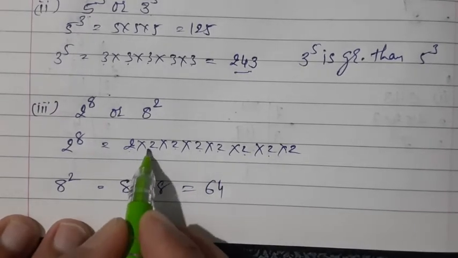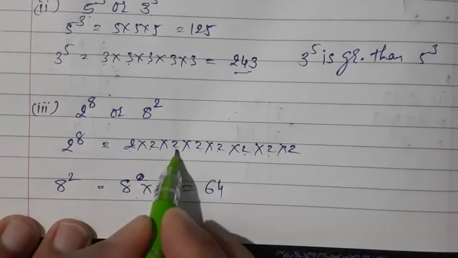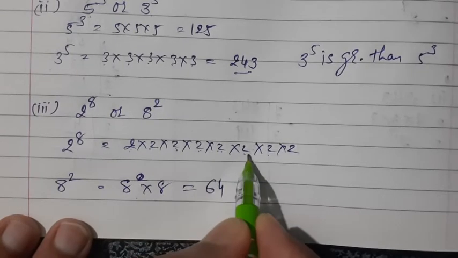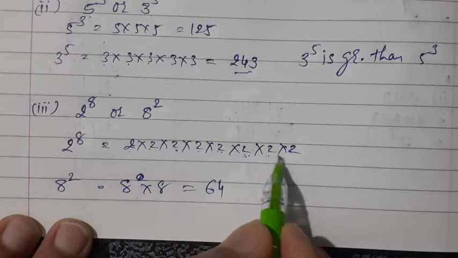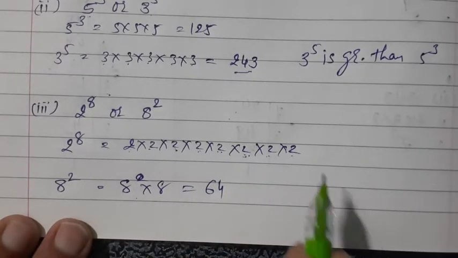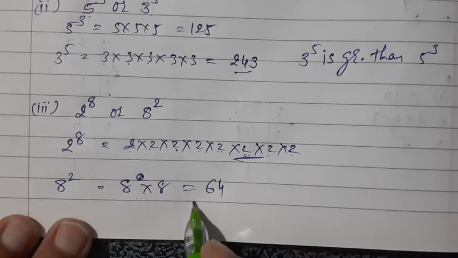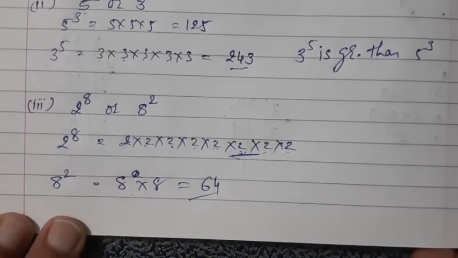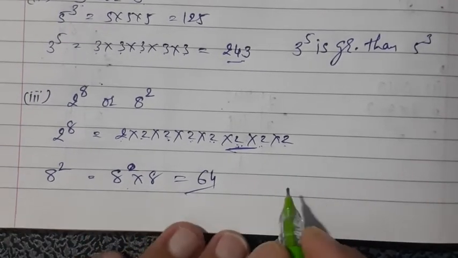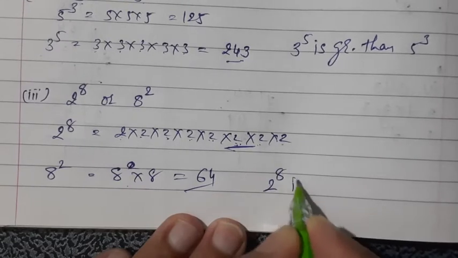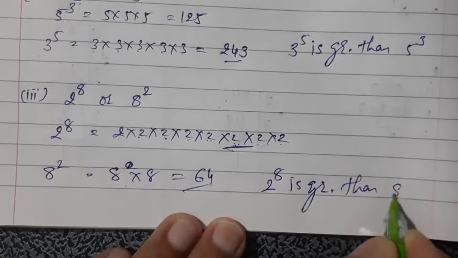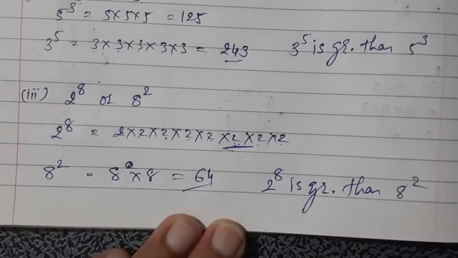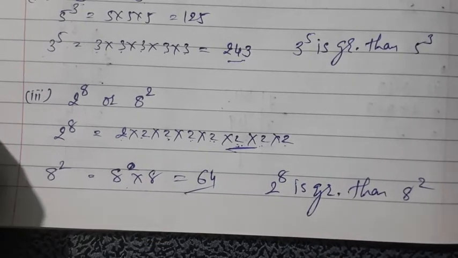Now here 2 into 2, 4, then 8, 16, 32, 64. Here 64 is there, and here another 2 times 2 is there. That means the answer of that one is greater than this one. Observe. So here directly you just write down the answer: 2 raised to 8 is greater than 8 raised to 2. Okay. So here just directly write down the answer.